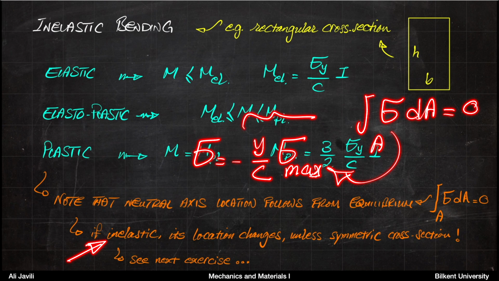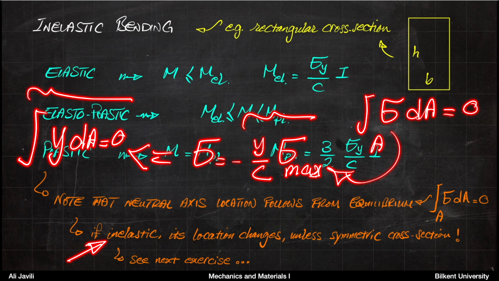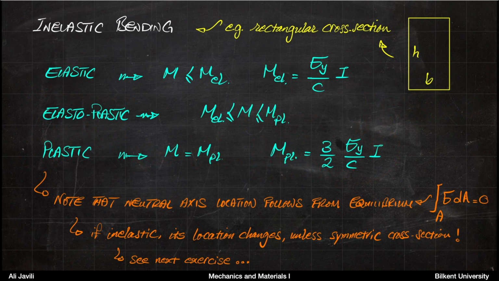So you remember, basically the consequence of using this relation was later that something like the integral of y dA was 0, and this integral is what we used to conclude that the neutral axis was coinciding with the centroid. So in that case, you may want to now be more careful if you have an unsymmetric cross section and if you have inelastic bending. Something more complicated can come up, and you need to pay attention to that. So that is what we want to do in the next exercise together.